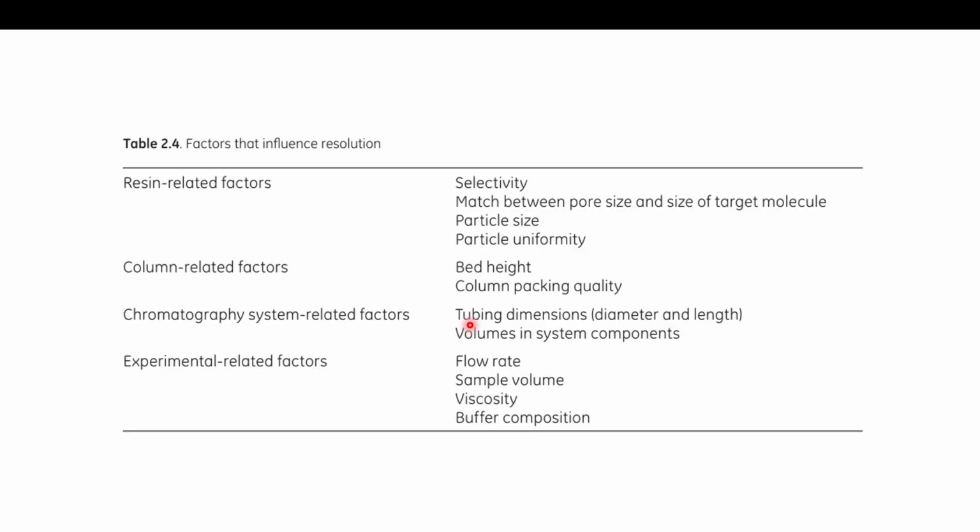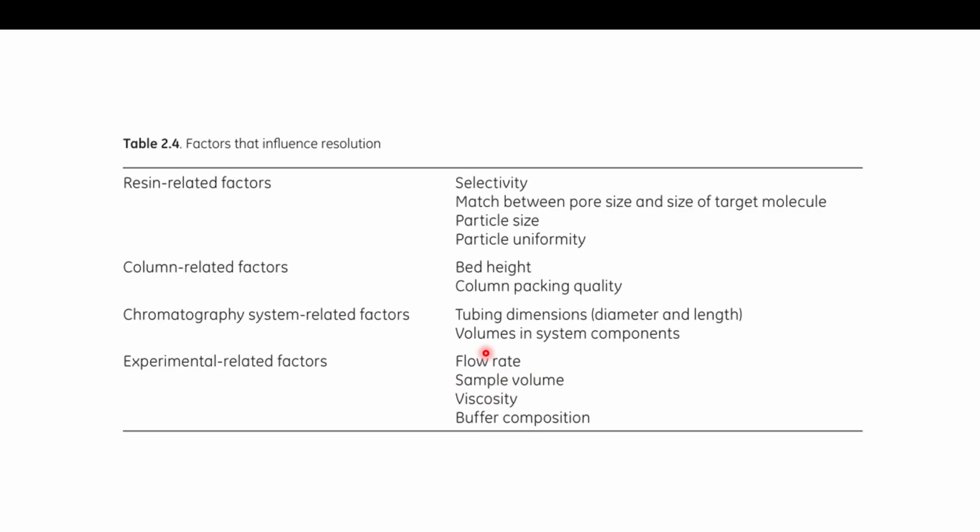Many times you might not have a proper system to regulate the flow, might not have a pump. You usually use the natural gravitational force and the Bernoulli principle to let the solution pass through your chromatographic resins. During those times, the tubing dimensions, the diameter and length of the tubes through which your column is connected and things are eluted out, play a significant role. Okay. And experimental related factors, definitely the flow rate, and how much sample you are applying.